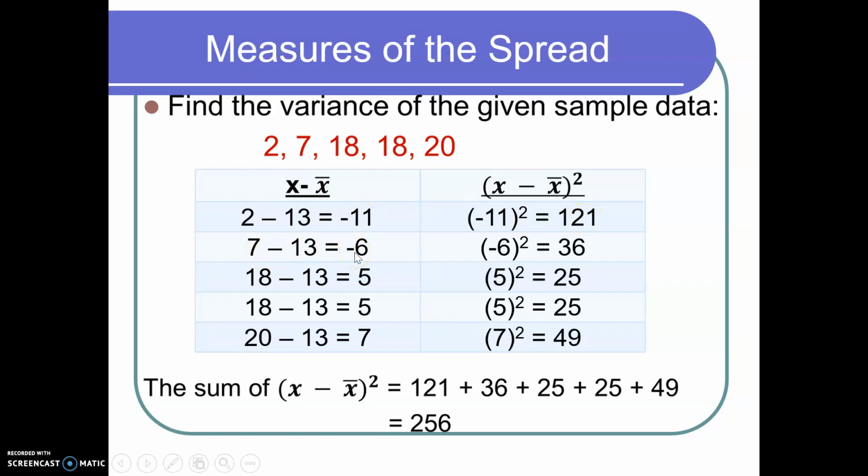7 minus 13, that is negative 6. Square it, you get 36. 18 minus 13, that is 5. 5 squared is 25. Same thing here: 18 minus 13, that is 5 squared, 25. And lastly, 20 minus 13 is 7. 7 squared gives us 49. Next, we need to add the sum of the x minus x bar squared. Then we should get 256.